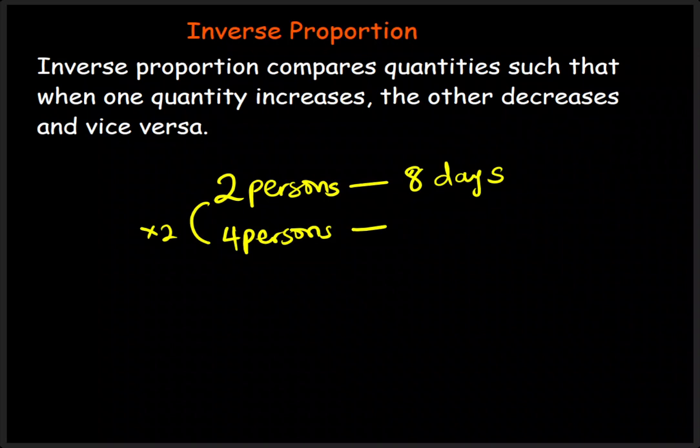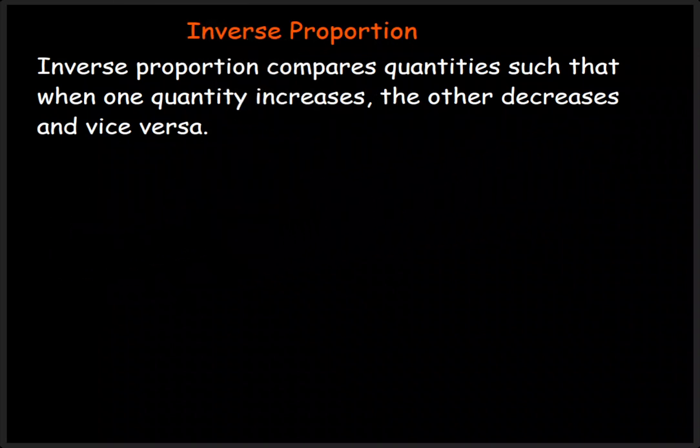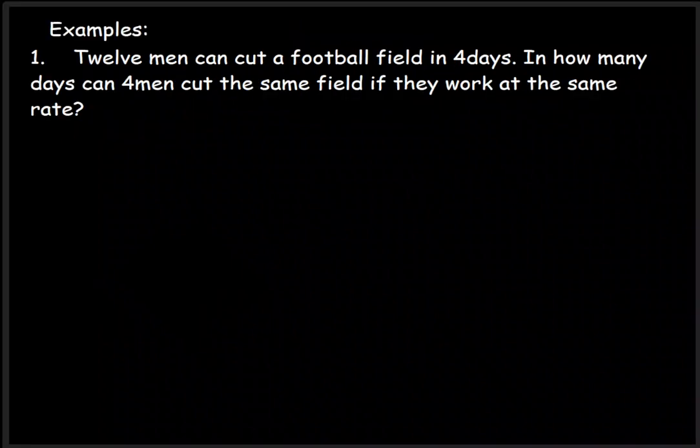So this is where inverse comes in. It comes in when you are dealing with number of persons doing work and the time taken to do the work. Please take note of this differentiation. Inverse proportion has to do with number of persons doing work and the time taken to do the work. So let's move to the examples we have under inverse proportion.